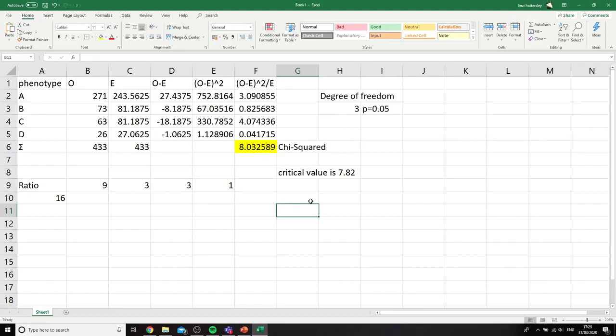Is our value higher than the critical? Or is it lower than the critical? Our value is higher. Therefore, we can reject the null hypothesis. Okay. By rejecting the null hypothesis, we are saying that there is a significant difference between our expected and the observed ratio. For instance, they are a poor fit.